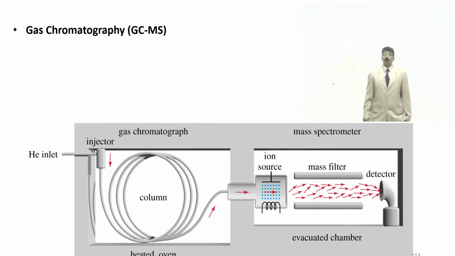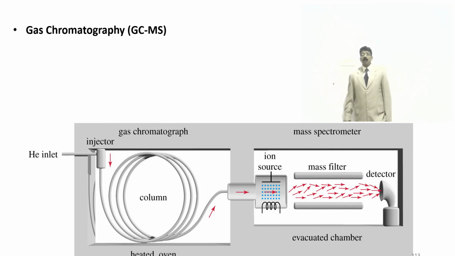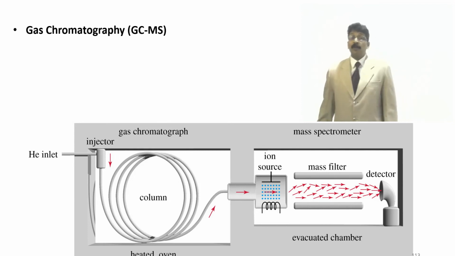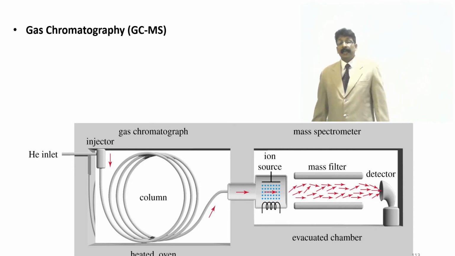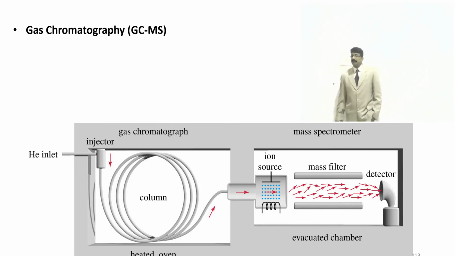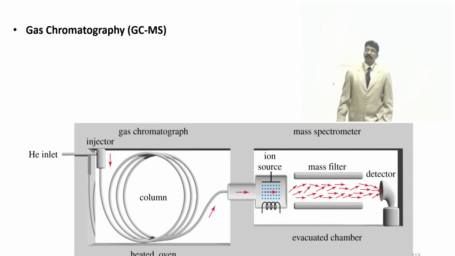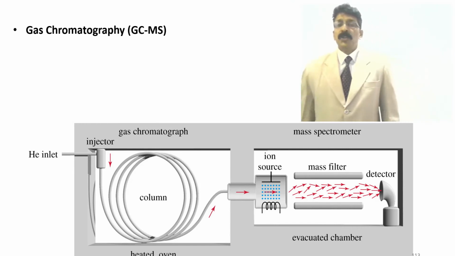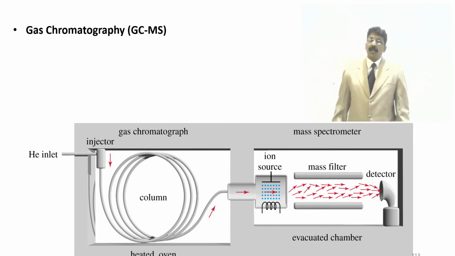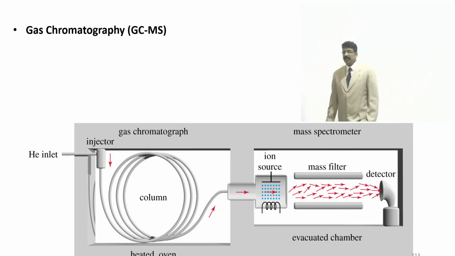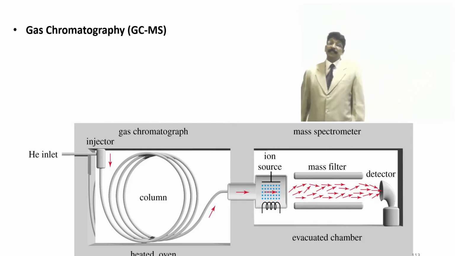It is a long, thin column. You might have studied gas chromatography, GSC and GLC, in the chromatographic techniques in chemistry. GSC, gas solid chromatography, operates as adsorption chromatography, and GLC is gas liquid chromatography.